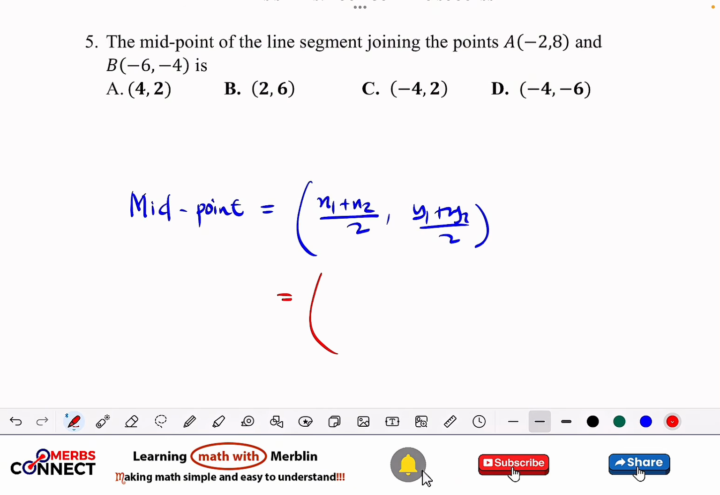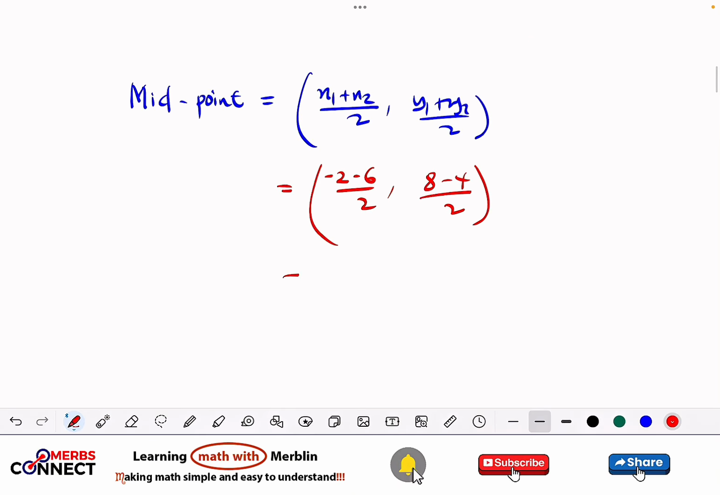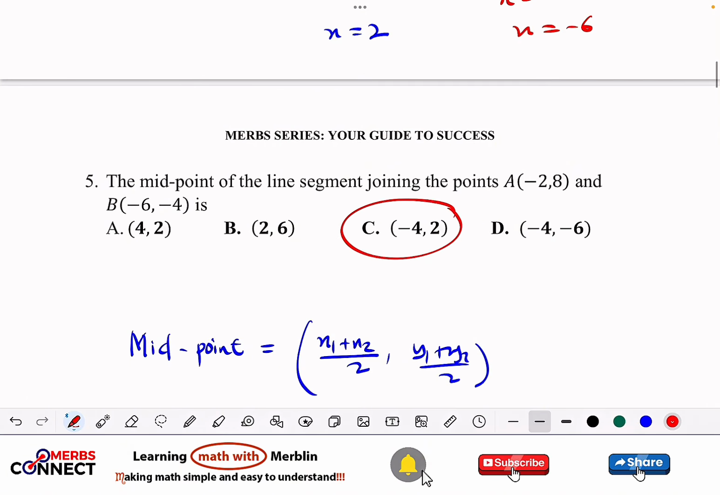So let's go. I'm going to have minus 2 minus 6 divided by 2, and then 8 minus 4 divided by 2. So this is my x1 plus x2, and then y1 plus y2. Very simple from here. So I'm going to have minus 8 divided by 2, and then 4 divided by 2, supposed to be 4 rather. And this is going to give us minus 4 and 2. So minus 4 and 2 will be the results.